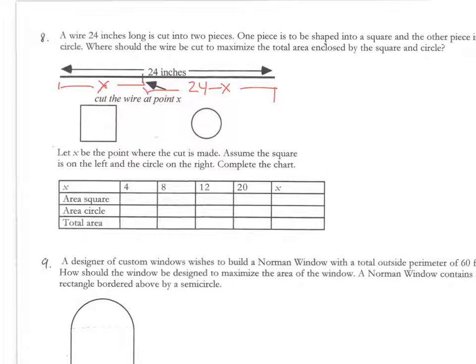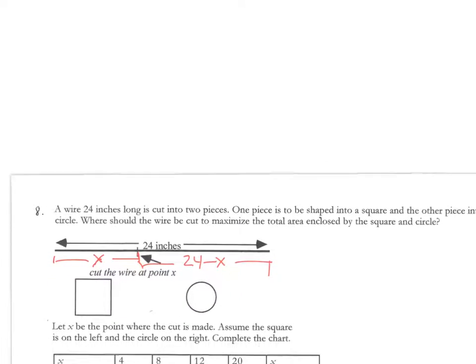And then just for the sake of setting this up, I'm going to say that the left part is going to be made into the square, and then the right part's going to be made into the circle. So it doesn't really matter. It's just going to be interpreting your answer at the end.